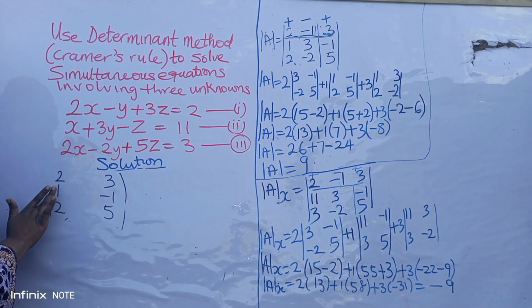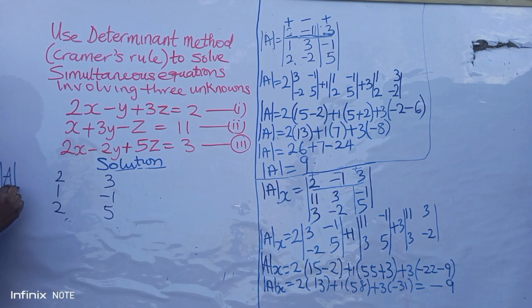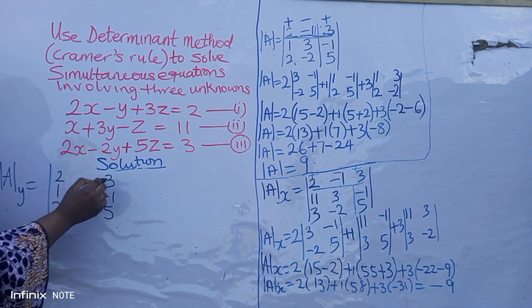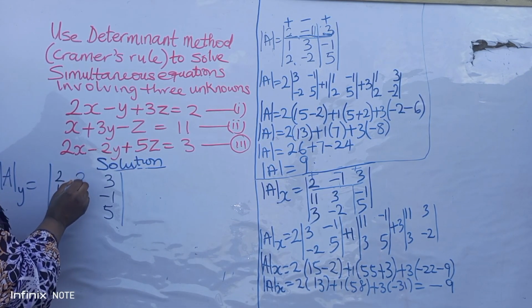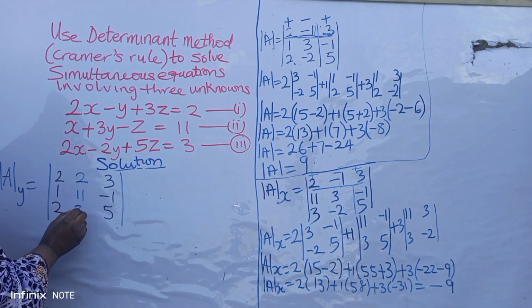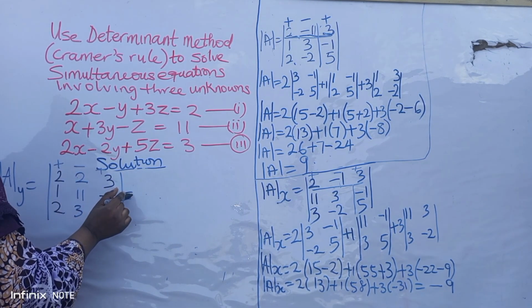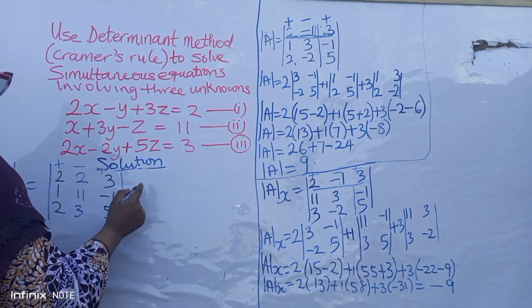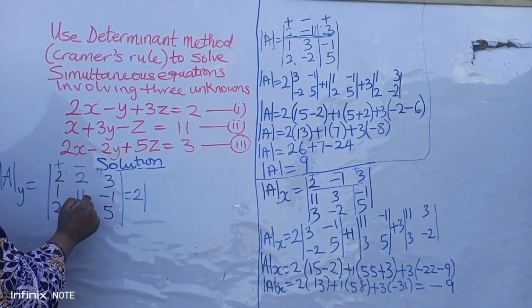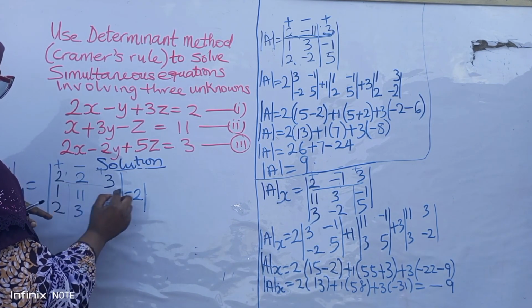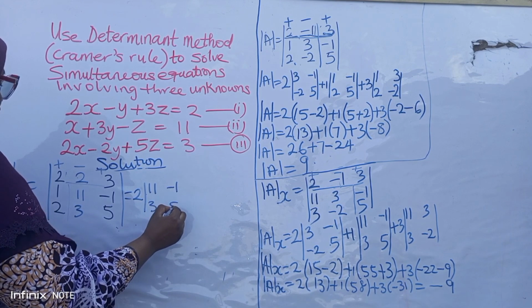So determinant of A subscript Y will be, it is the second column that we are going to change. So it will be 2, 11, 3. So we put plus, minus, plus. So we have 2. Cover it vertically, cover it horizontally. So you have 11 minus 1, 3, 5.